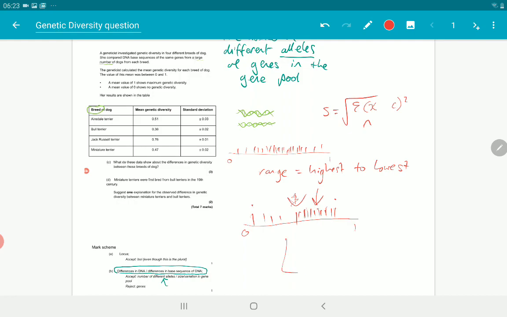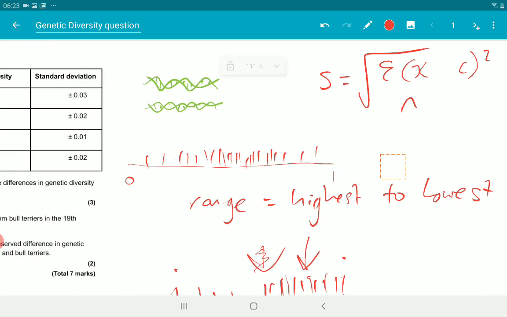You know, plotted on a graph, you'd have your mean and then your highest and your lowest, right? Your standard deviation is a way of measuring, on average, how far each of the data points is from the mean.